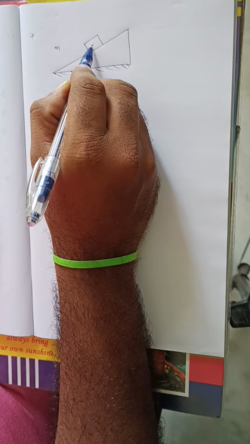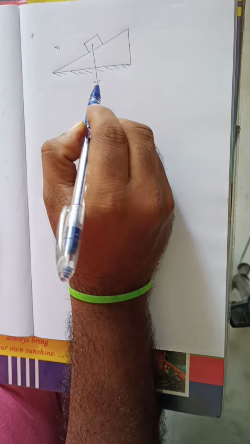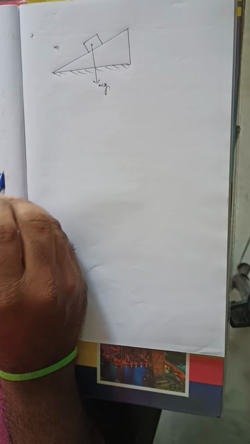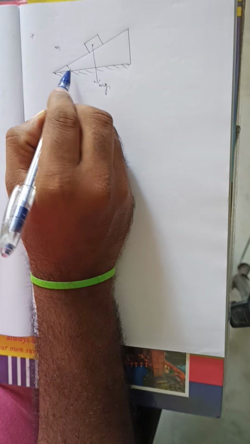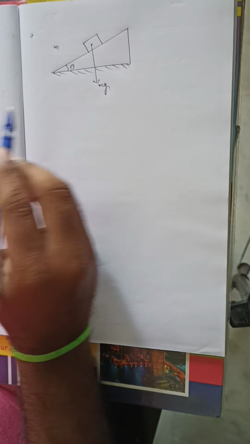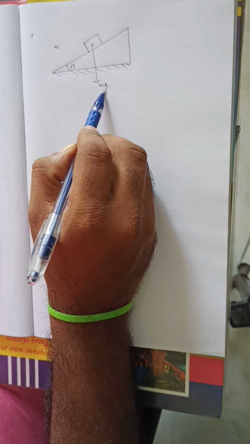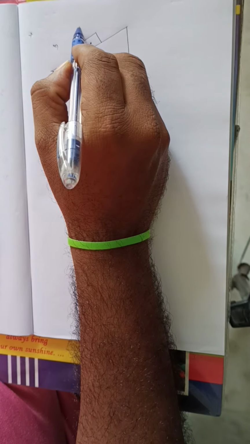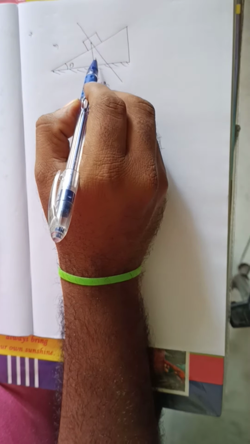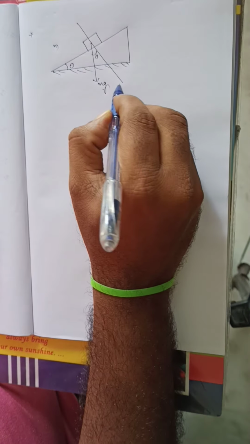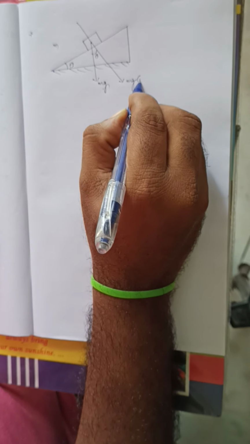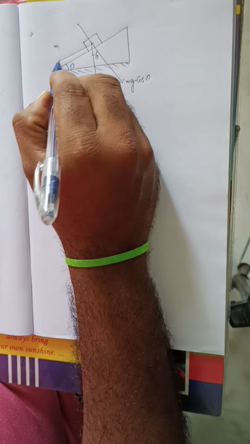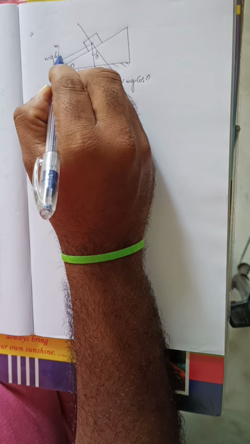So here the mass of the body will be equal to m. Now here the weight of the body is always acting in the vertically downward direction, that is mg. Now this inclined plane is going to make an angle theta with the horizontal. Now we are going to resolve the weight into two components. So here this weight will be resolved into two components: one equal to mg cos theta, and another equal to mg sin theta.